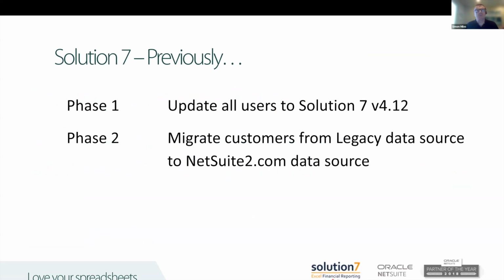Just as a recap on what we've been doing over the last few Ask the Experts, as you'll remember, we've broken the migration exercise down into two phases. Phase one was updating all of the customers to version 4.12 of Solution 7. That required a client install of the latest version. Phase two, which is what we're going through now, covered the migration of customers from the legacy data source to the NetSuite2.com data source.